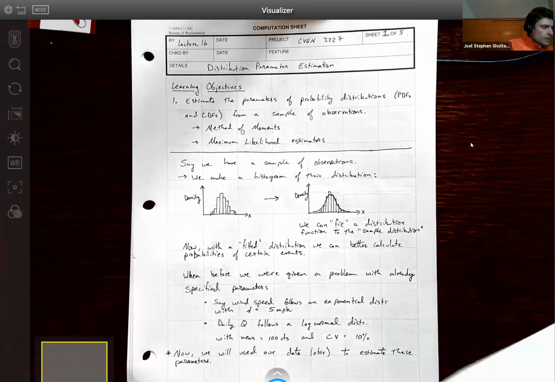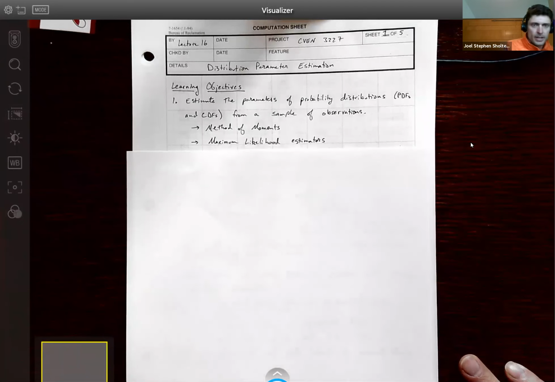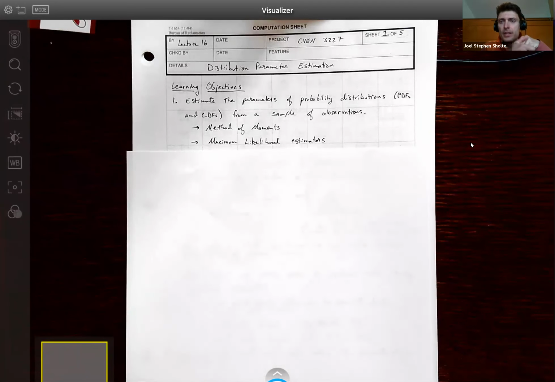So today we are going to talk about estimating distribution parameters. This will be a topic for the next exam, for the final exam. So everything up to extreme value distributions will be on exam 2. And then this and everything for the rest of the semester will be on the final.